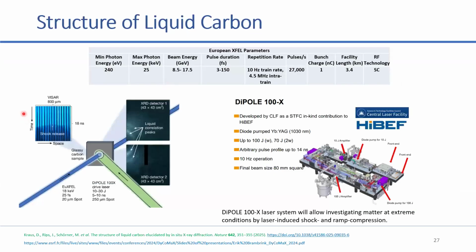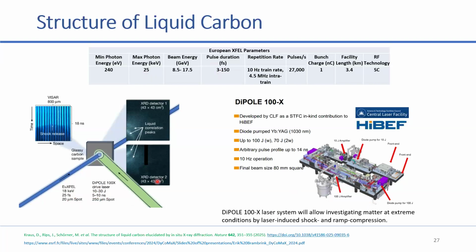One study conducted at the European free electron laser was on the liquid structure of carbon, which was probed with 18 kilo electron volts. As you can see, we have up to 25 kilo electron volts, and 25 femtosecond pulses were used for that, and up to 150 we can go. A 20 micrometer spot size was used, and the DiPOLE laser which I mentioned has a long pulse duration in the nanosecond range.